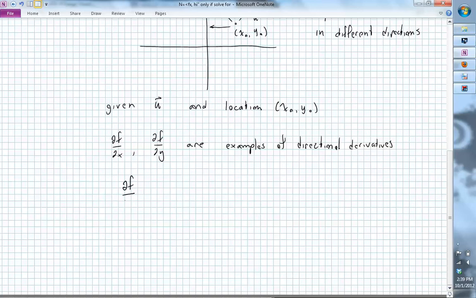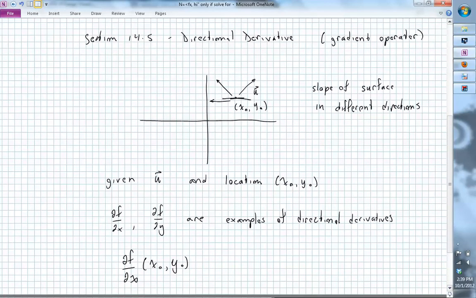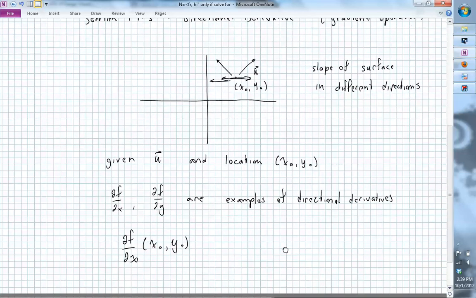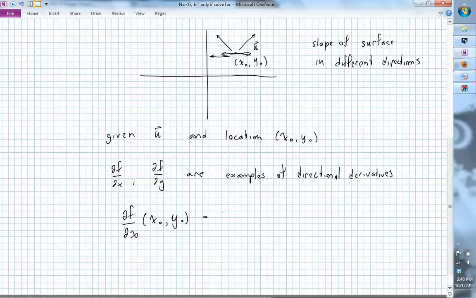If you look at the partial of f with respect to x at this location x naught, y naught, what we're really looking at is the slope in this direction, right? If you use the limit definition, and this is something I didn't talk about in class, but it's in the book. If you use the limit definition of this quantity, it's, hold on to your hats here, it can be written like that as a difference quotient. There's a lot going on here.